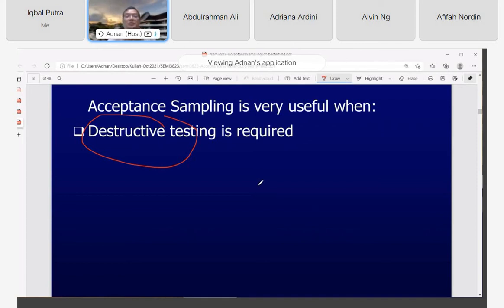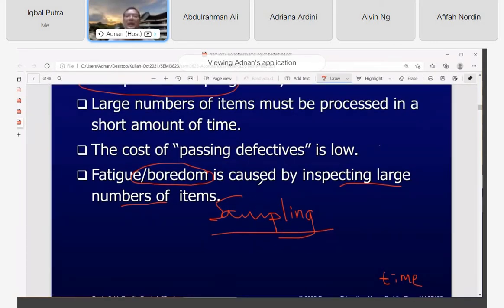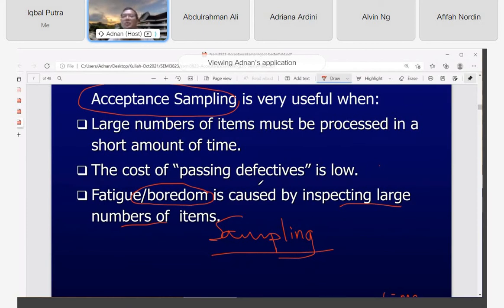So sampling is useful when inspection is destructive, when you have too many items that can cause boredom, and also in fact more mistakes. Studies have shown if you do manual inspection 100%, you can have more mistakes compared to taking a sample and checking it thoroughly. So overall, sampling has an advantage. With 100% manual inspection, people tend to do it lightly, they let everything go. At the end, the customer will have a lot of complaints.